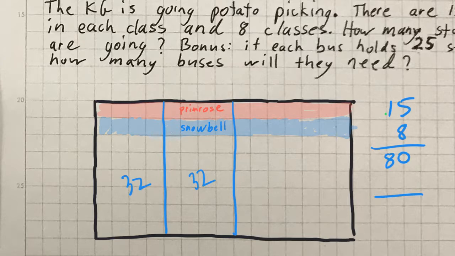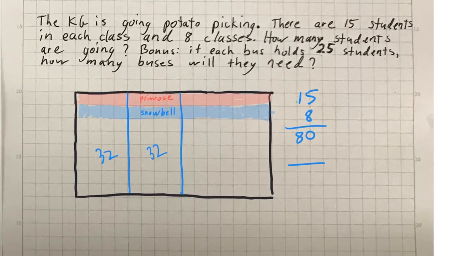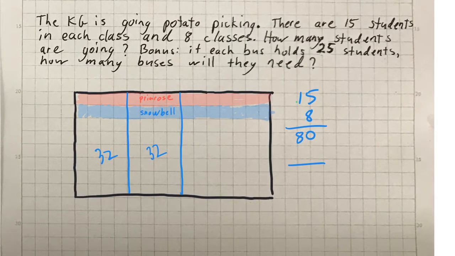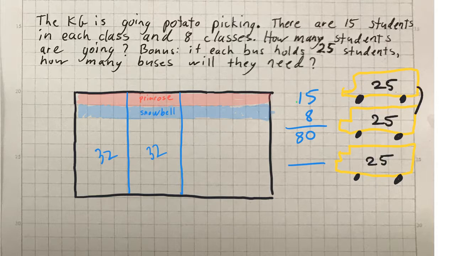And then the next question here is, if each bus holds 25 students, how many buses will they need? Again, it's up to you how you figure that out, but that's going to be 25, 25, 25. So can you put those together? That's 50. Then you've got 75 kids. How many buses are you going to need?